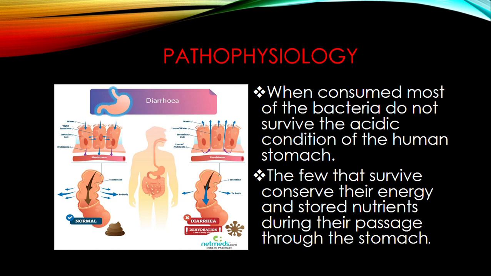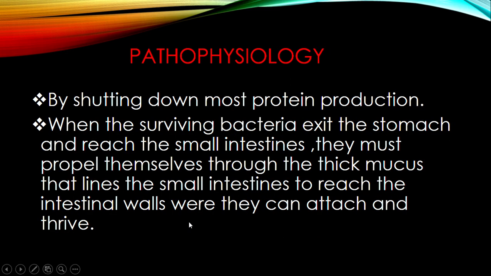Under the pathophysiology of cholera, when Vibrio cholerae is consumed, let's say through water or any food, most of it does not survive the acidic conditions of the human stomach. The few that survive preserve their energy and stored nutrients during their passage through the stomach. And they do that by shutting down most protein production.